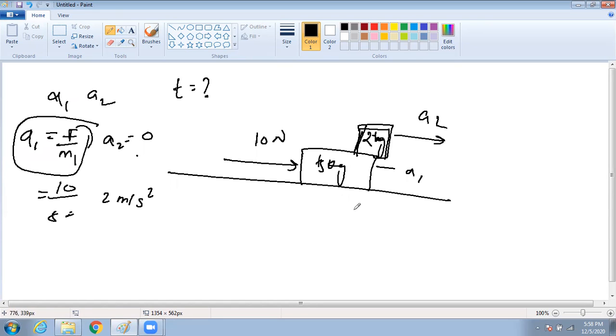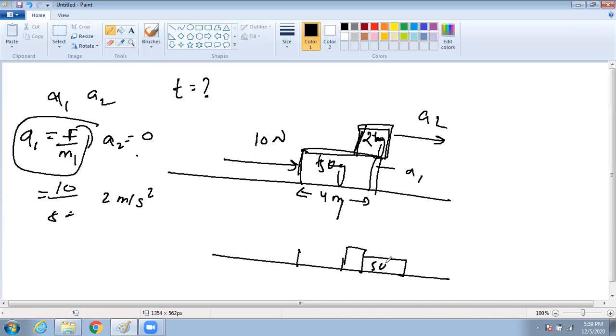Now you see, we are saying that the 2 kg mass will fall on the ground. Correct? But let's say this distance is 4 meter. So if it has to fall on the ground, how would the case have been? This 2 kg mass would have been here, and this 5 kg mass would have been somewhere here. That means this mass has covered a distance of 4 meter.